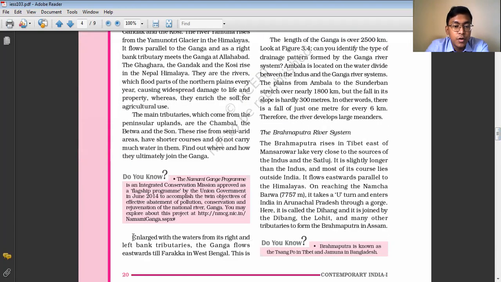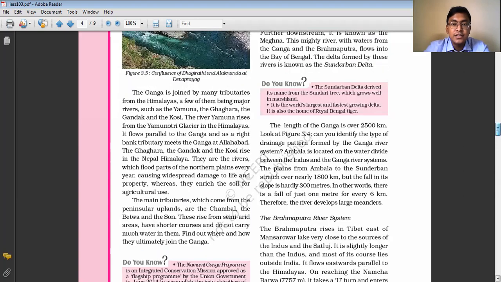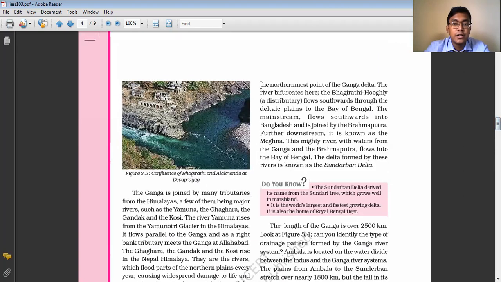Enlarged with waters of the right and left bank tributaries, the Ganga flows eastward till Farakka in West Bengal. The Ganga river becomes much enlarged, and the flow of the river increases, because many tributaries drain their water into the river Ganga. Until Farakka, the river flows in the eastern part of our country. The Farakka barrage is the northernmost point of the Ganga Delta region.